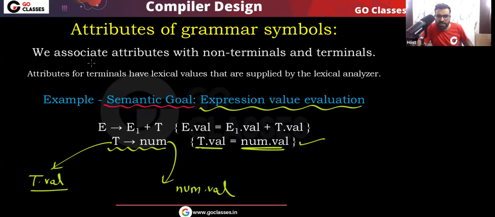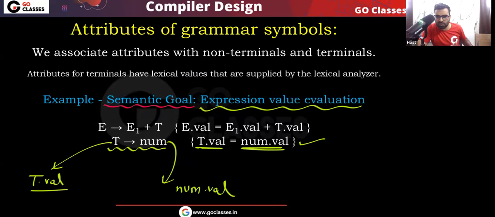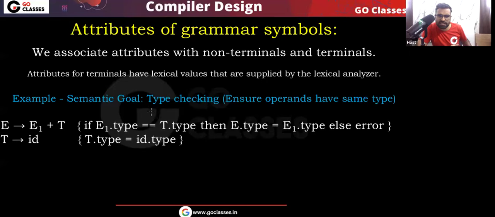So you can see that which attributes are associated with terminals and non-terminals depends on what type of semantic analysis I want to perform. I hope you understood. Let's see another example.